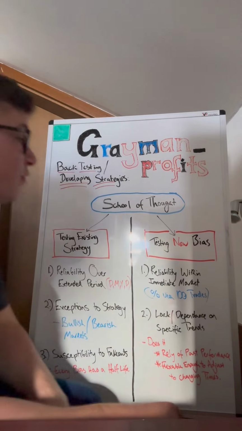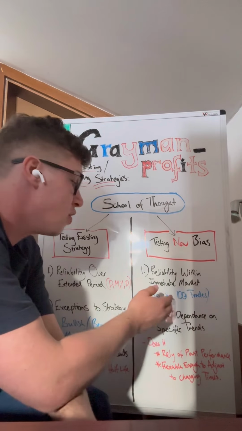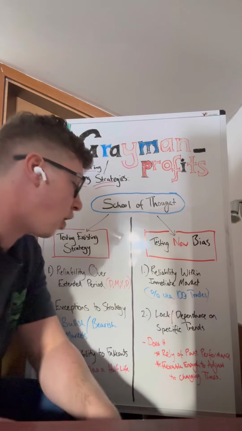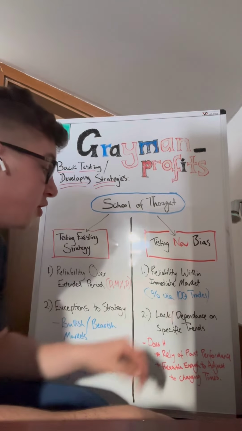Then finally, we have testing a new bias. This is very, very simple. You need to see the reliability over 100 trades and what percentage you got. Then you need to study the lack of dependence or dependence on the current specific trends.